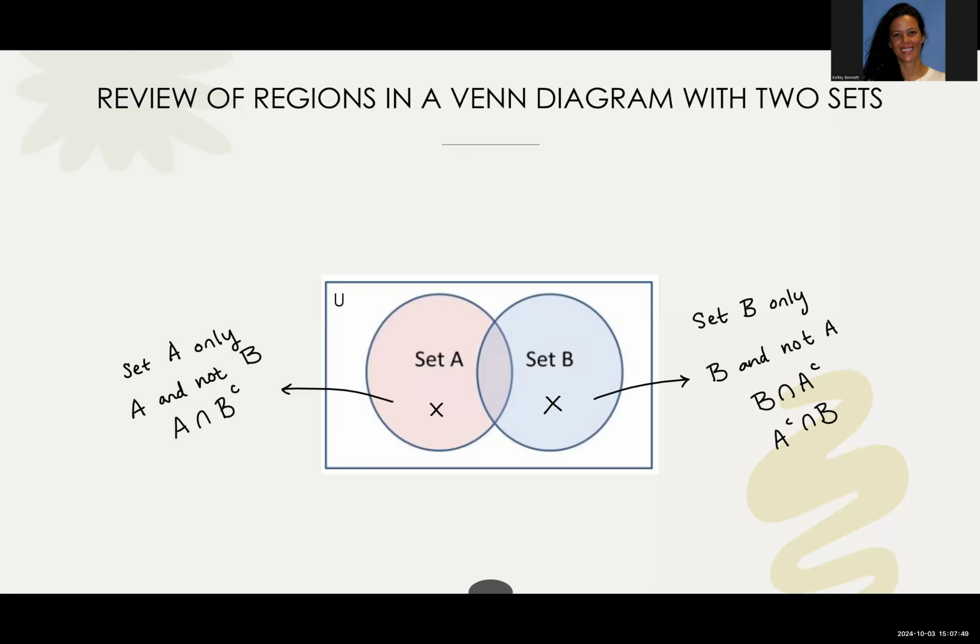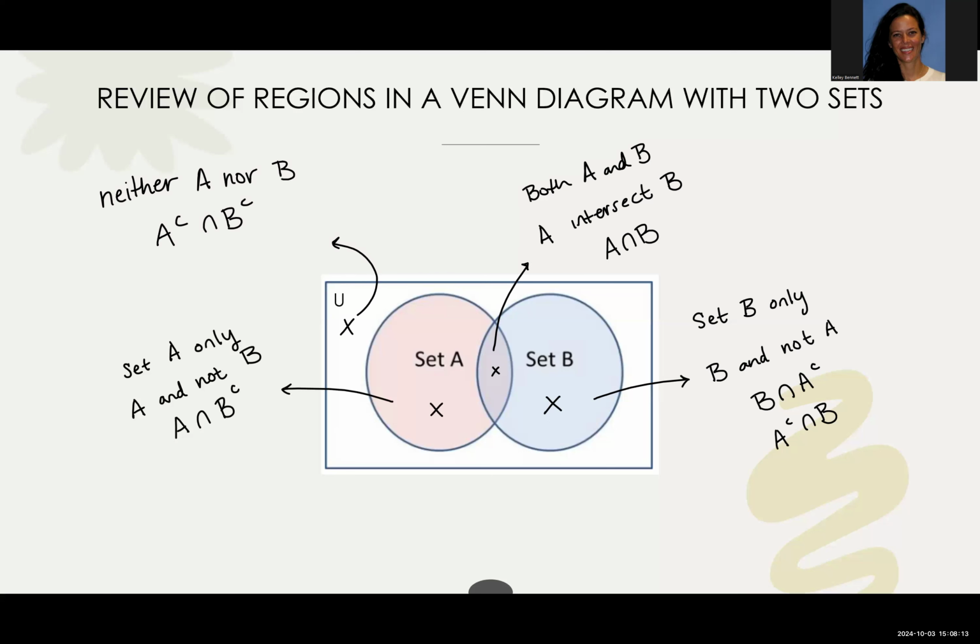Similarly, this is the set B only, B without A, or B and not A. B intersect A complement. Now we might write this as A complement intersect B, just because we tend to write sets alphabetically left to right. We also have this middle section, and we all know by now, this is your friend, A intersect B. It means both A and B. It's where they overlap. And lastly, we have this region outside of sets A and B. So this is neither A nor B. This is A complement intersect B complement. It's not A and it's not B.